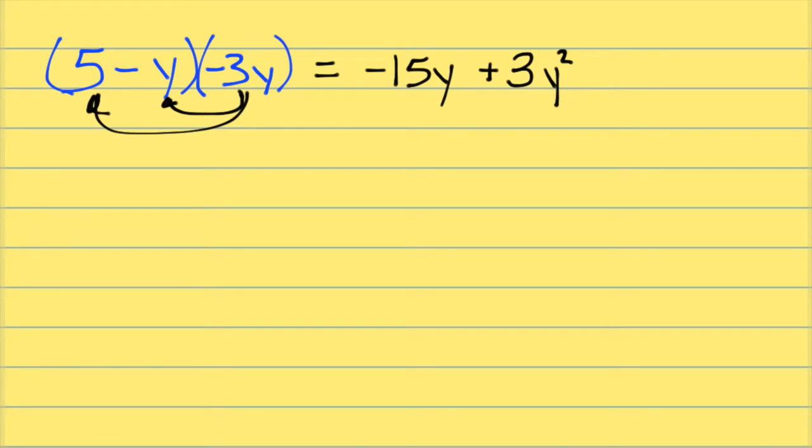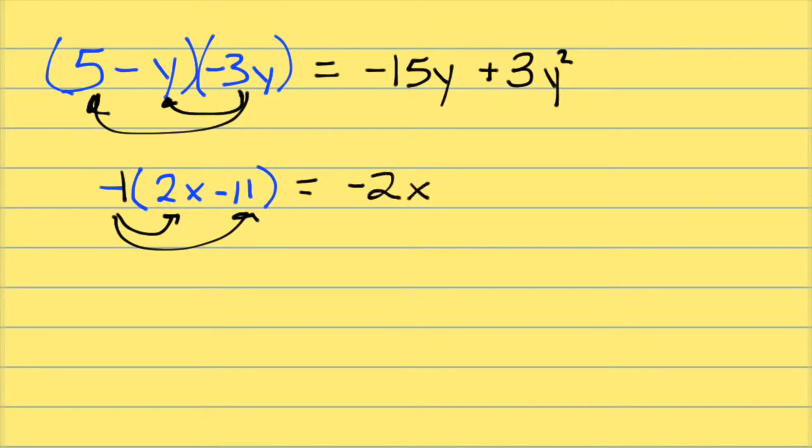Now, I want to point something out with these polynomials. When you have a negative out front, it's helpful to look at that as distributing through a negative 1, so that when I multiply, I can use my property of negative 1. So negative 1 times 2x is the opposite of 2x, which is negative 2x. And negative 1 times negative 11 is the opposite of negative 11, which is 11.